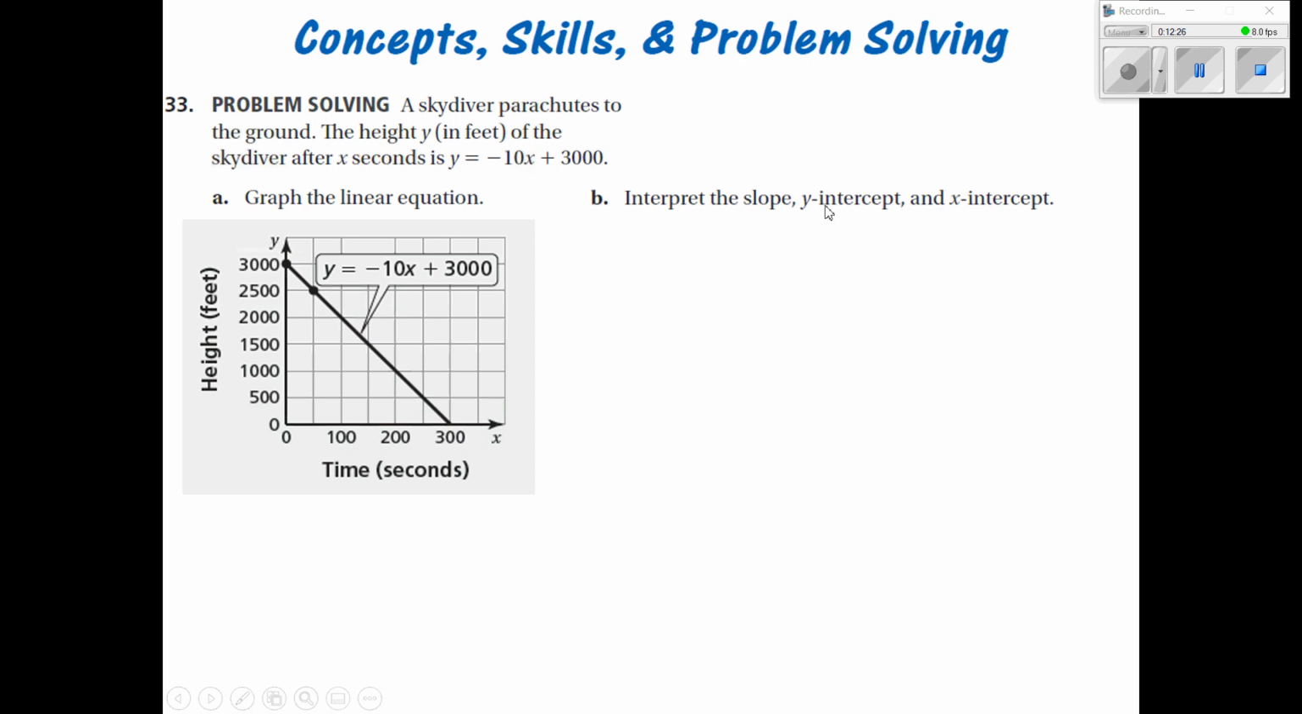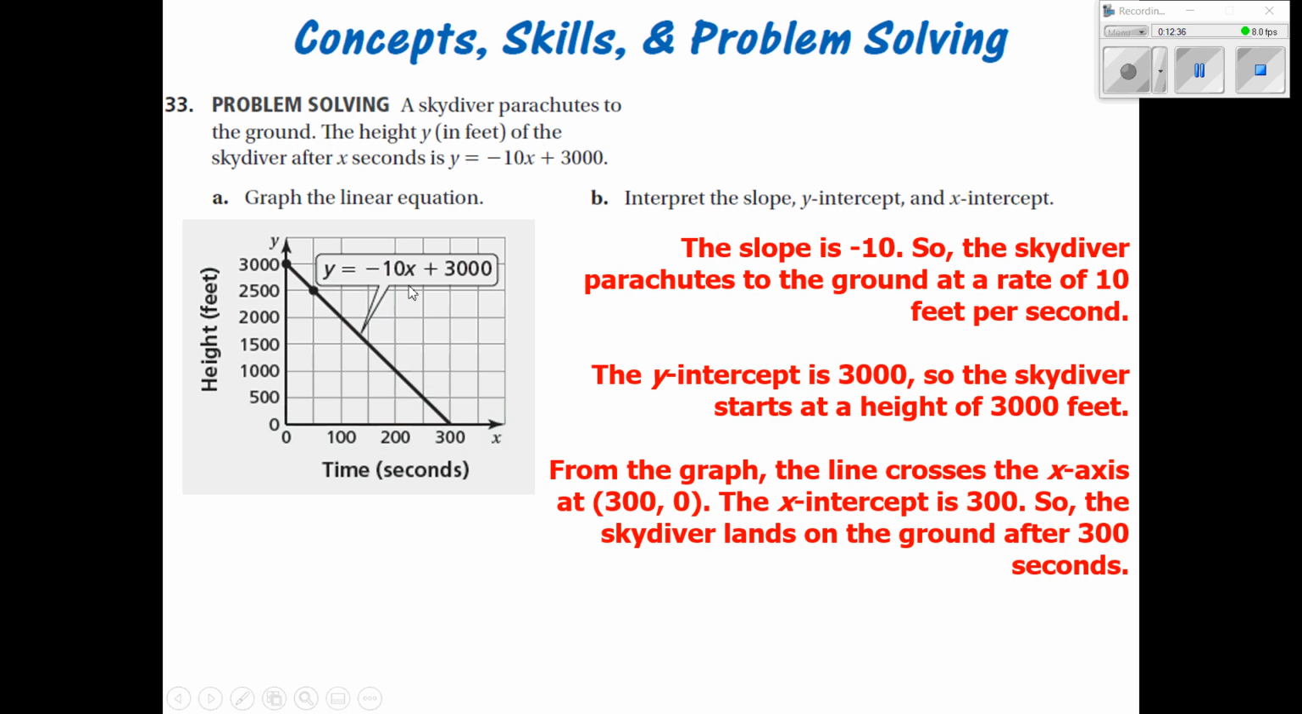B says interpret the slope, y-intercept, and x-intercept. Well, the slope is going to be negative 10. The y-intercept was 3,000, and the x-intercept, of course, looks like 300. So the slope is negative 10. So the skydiver parachutes to the ground at a rate of 10 feet per second. The y-intercept is 3,000. Okay, that means he starts at 3,000 feet above the ground. And from the graph, the line crosses at 300 and 0. So the skydiver lands on the ground after 300 seconds have gone by.